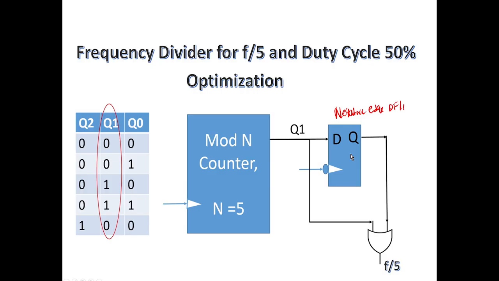So if I use a negative edge trigger D flip-flop, what happens? T off is for how many clock cycles? If you observe this table, T off is for three clock cycles and T on is for two clock cycles. So I can alter how much? 0.5. I can alter it so that I'm getting 2.5 for off and 2.5 for on, so that I will get the 50% duty cycle. This is nothing but F by 5 with 50% duty cycle.